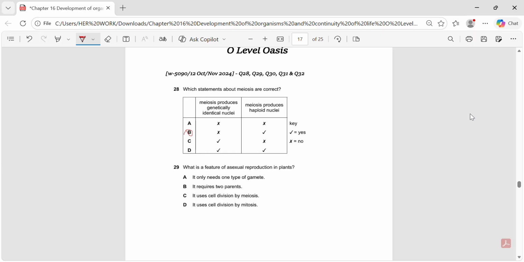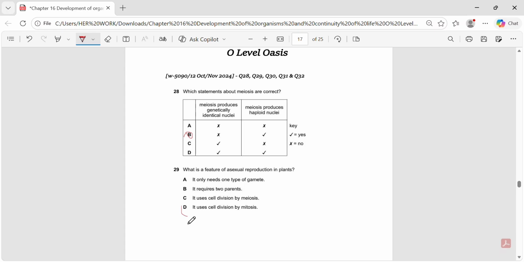Next, the question asks about a feature of asexual reproduction in plants. Asexual reproduction involves only one parent and does not use gametes. It also does not involve meiosis; instead, it occurs through mitosis, producing genetically identical offspring. Therefore, the correct answer is D, which states that it uses cell division by mitosis.